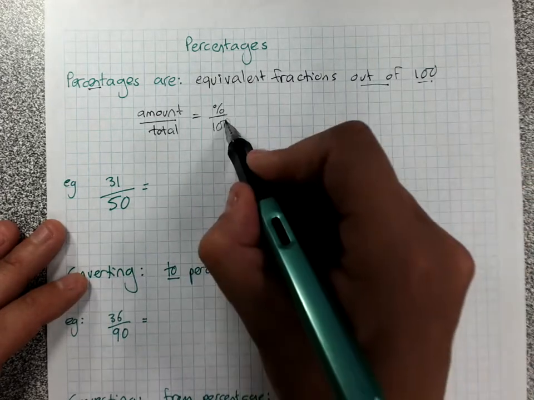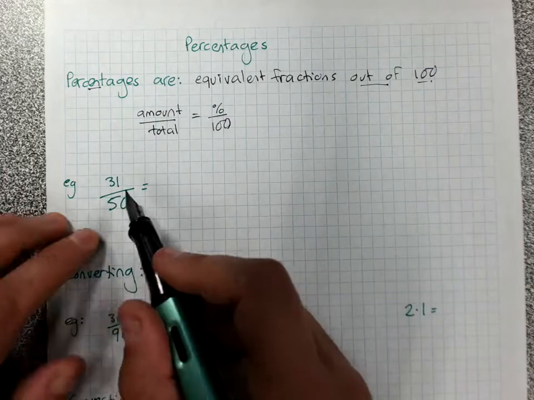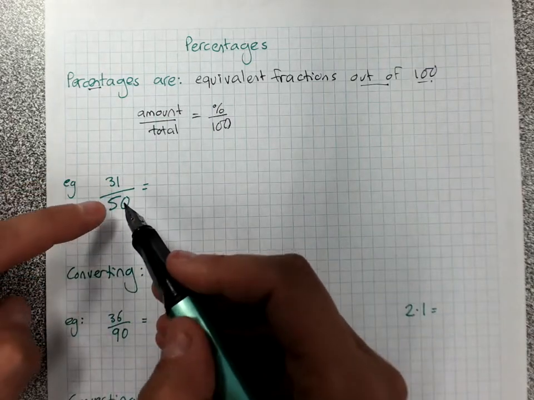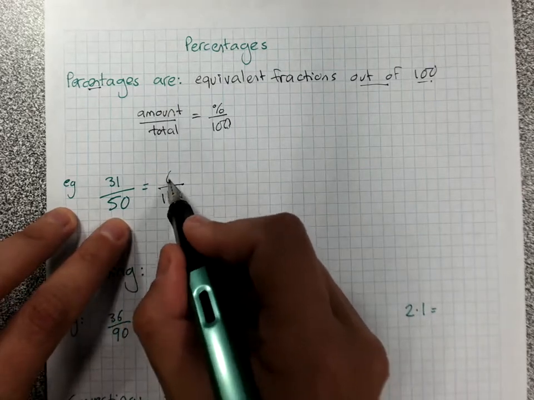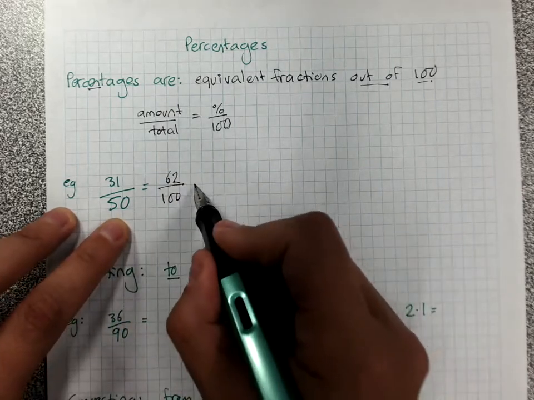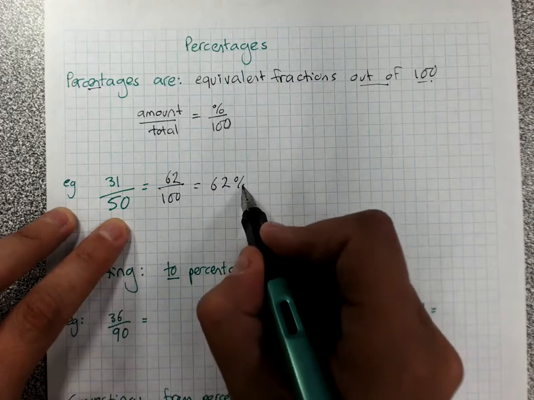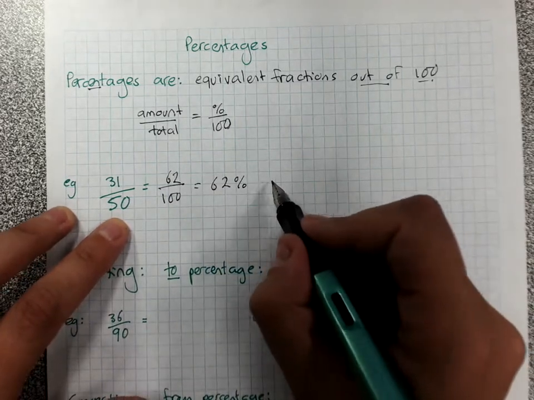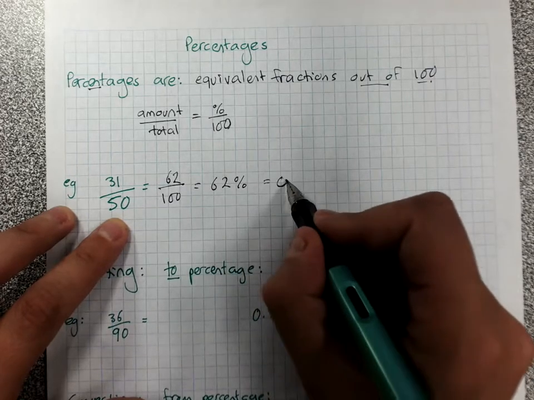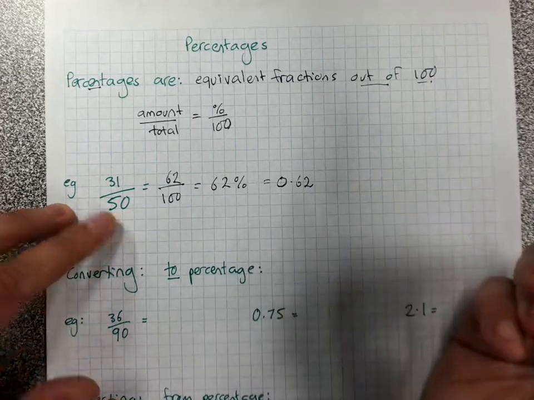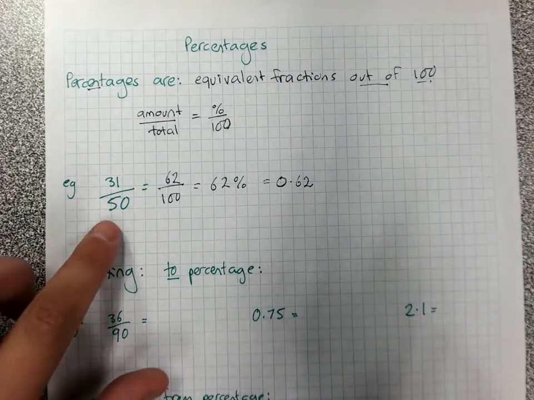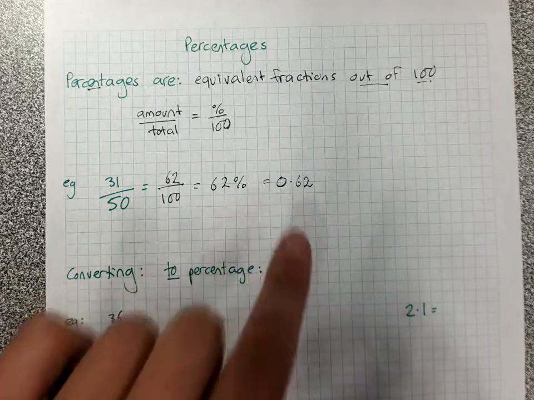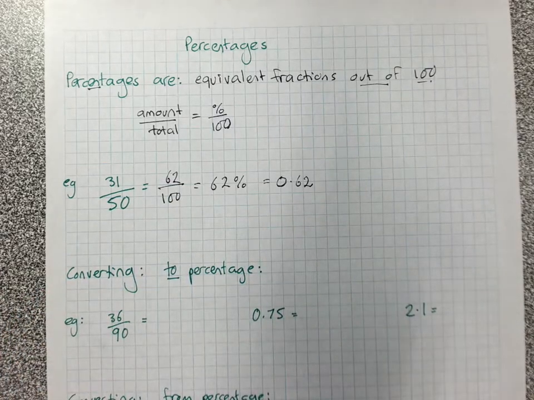out of 100. So for example, 31 out of 50, an amount of 31 out of a total of 50. An equivalent fraction out of 100 would be 62 out of 100, which is 62%. Or as a decimal, 0.62. So any percentage can be written as a fraction, a percentage, or a decimal. And it means the same thing, an amount out of a total.